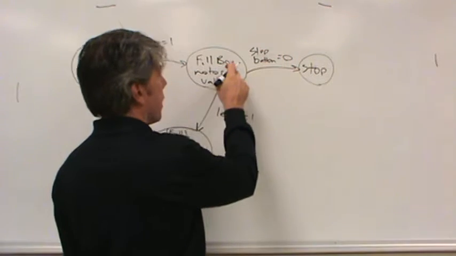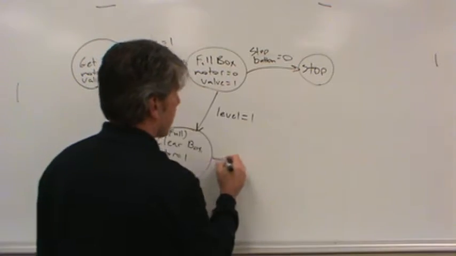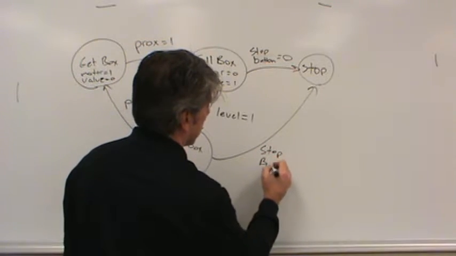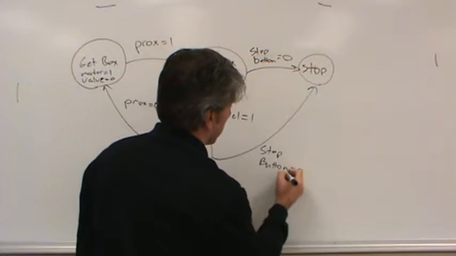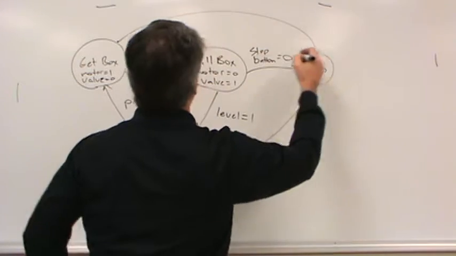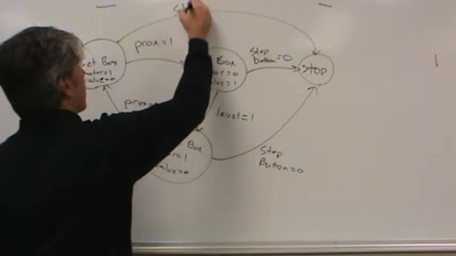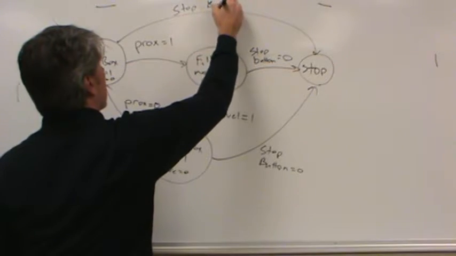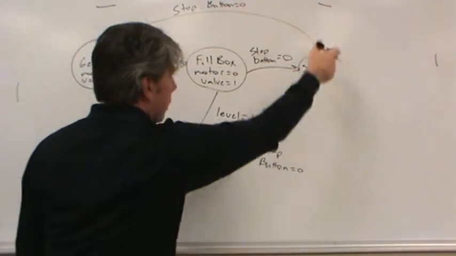So if the stop button is pressed here, we want to go to the stop state. Well, same thing here. If the stop button is 0, we need to go there. If we're here and the stop button is pressed, then we need to go to the stop state.